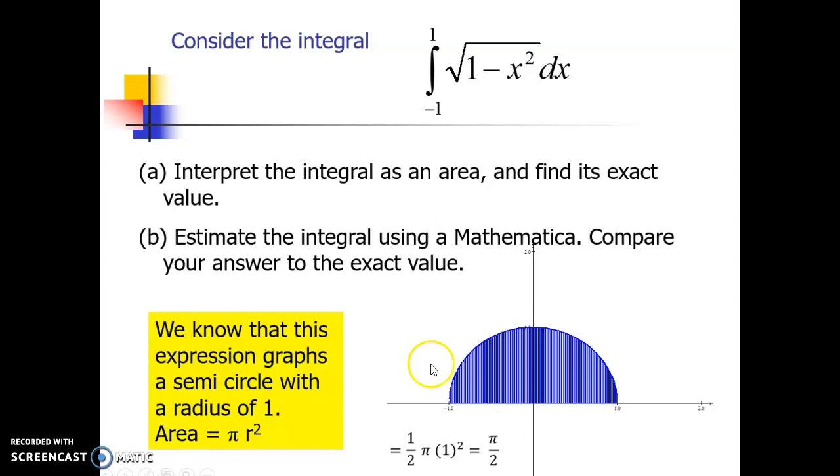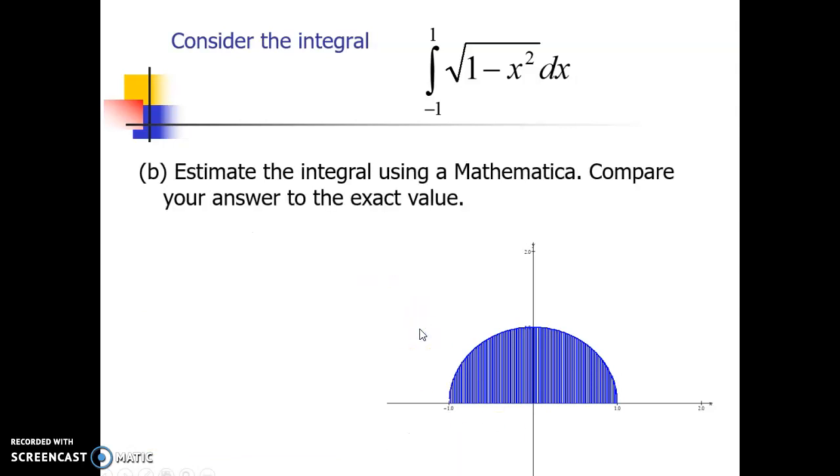Now, that was the first part. The second part says estimate that same area using Mathematica. So what I'm going to do here is stop for a sec, and I'll get Mathematica up on the screen, and we will take the integral from -1 to 1 of the square root of 1 minus x squared dx.